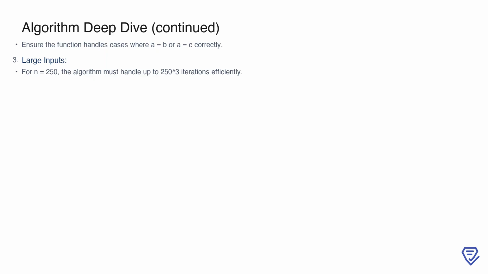When testing the algorithm, it is important to consider edge cases to ensure robustness. For small inputs like n equals 1 or 2, there are no valid triples, so the function should return 0. The algorithm also needs to handle equality cases correctly, such as when A equals B or A equals C, ensuring the condition is still verified properly.